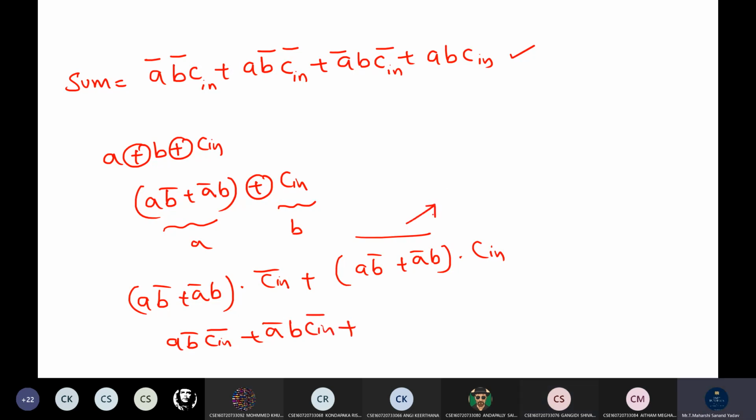Now how should I expand this one? A plus B whole bar. Which law? De Morgan's law. Expand: A plus B whole bar means A bar dot B bar.